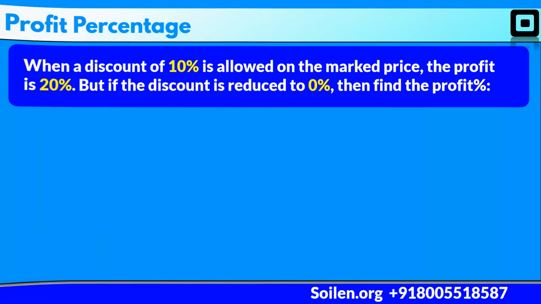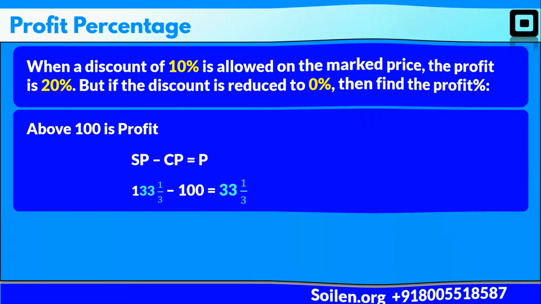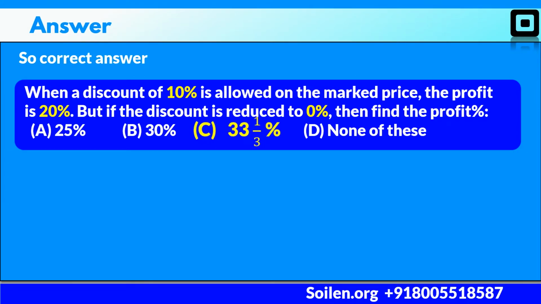Now you know very well, above 100 gives us profit. So 133 and 1/3 minus 100 equals 33 and 1/3. So, the correct answer is option C.